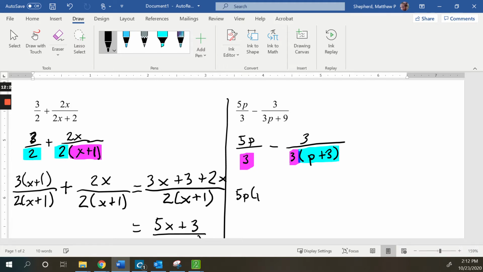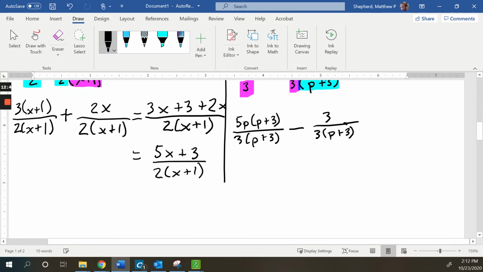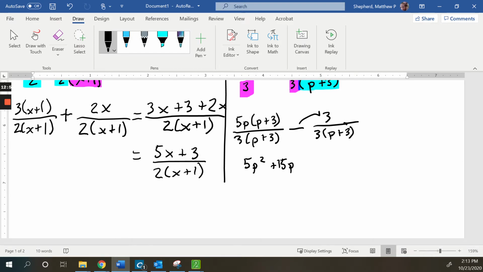So I'm going to have 5p times p plus 3, all over 3 times p plus 3. Subtract. And now that we've done that, both of them have the same denominator. So now we'll get my 5p squared plus 15p minus the 3 all over 3p plus 3.